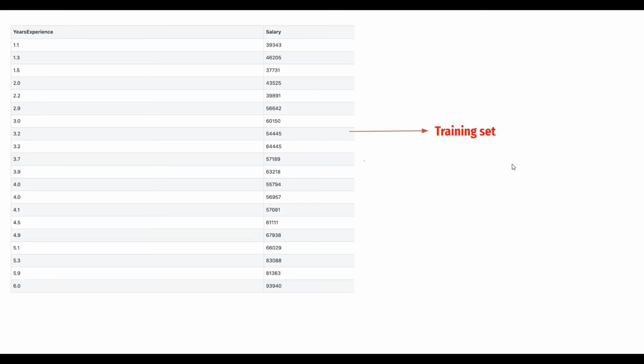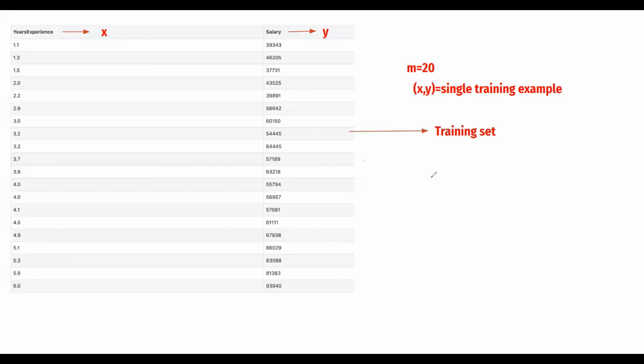This column, years of experience, which is the independent variable, is represented with a lowercase x, and the salary column, which is the prediction column, is represented with a lowercase y. The total number of rows, the total training examples, we will represent with a lowercase m. So m is the total number of training examples.